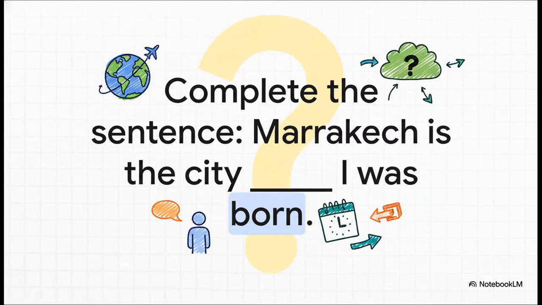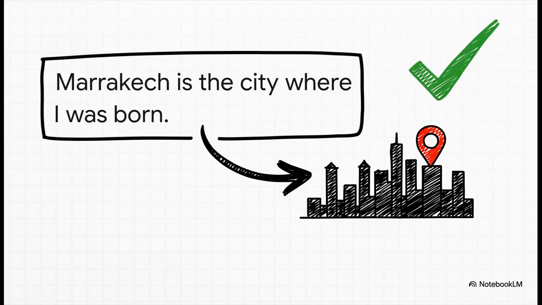All right, next challenge. Marrakesh is the city blank I was born. So what kind of information are we adding here? Are we talking about a person, a thing, a reason? What's the deal? It's a place, and our tool for describing a place is, of course, where. Marrakesh is the city where I was born. See, it just slots right in.